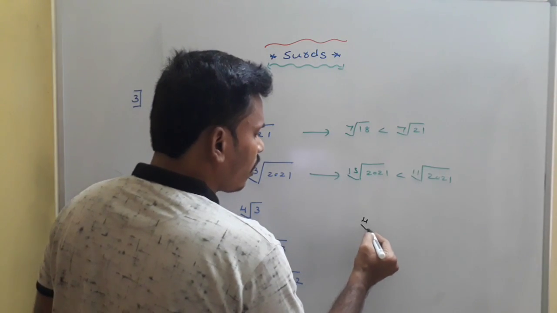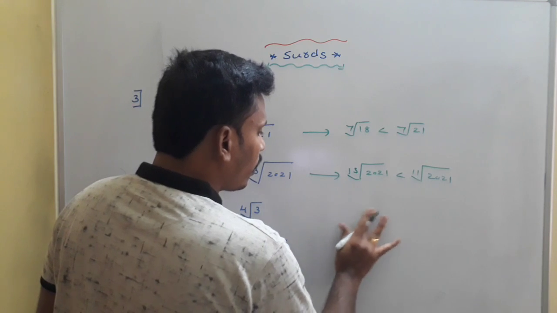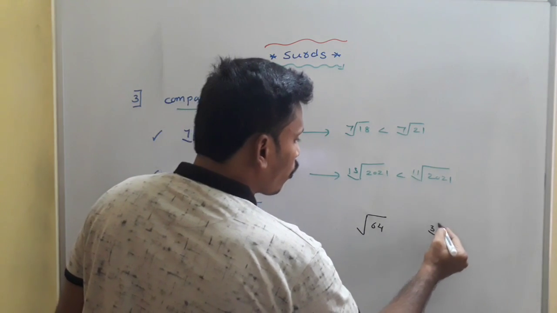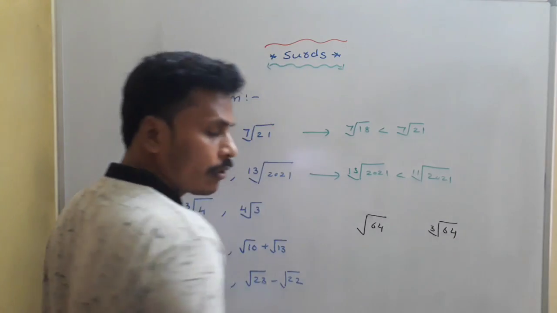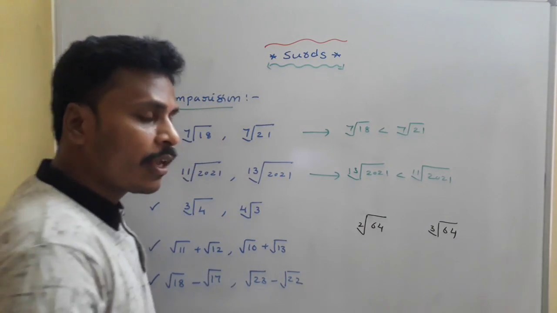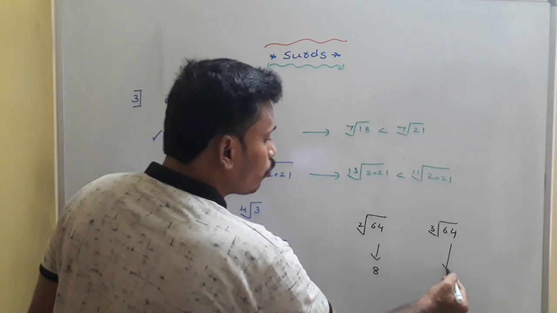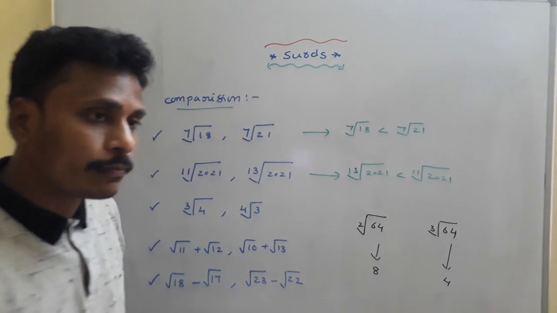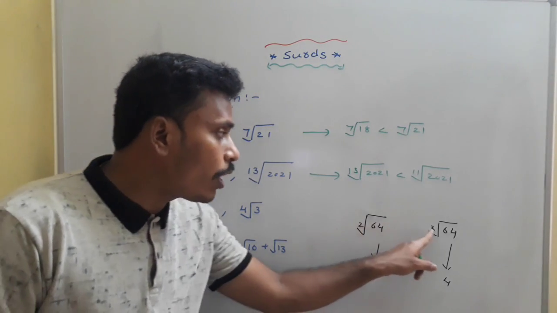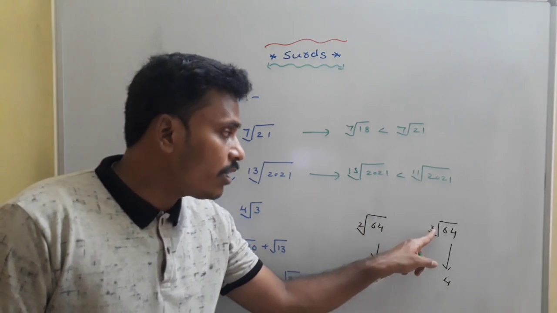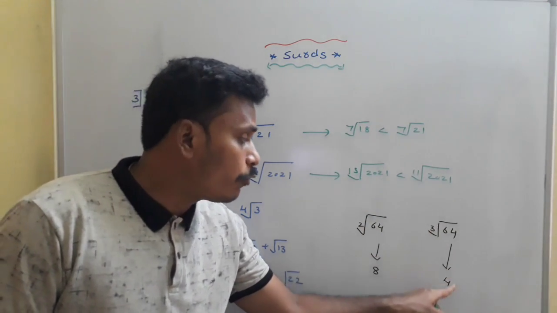For suppose, just think about square root of 64 and cube root of 64. Square root means second root, right? Square root of 64 value is 8, whereas cube root of 64 value is 4. See, when you compare these 2 and 3, 2 is least but its value 8 is more. 3 is more but its value 4 is less.